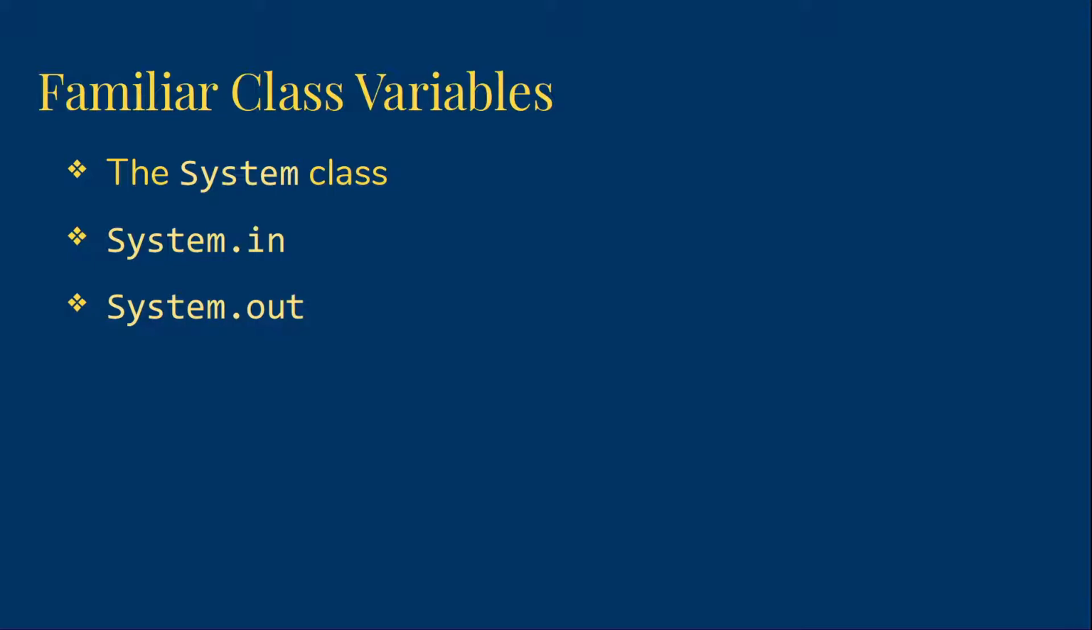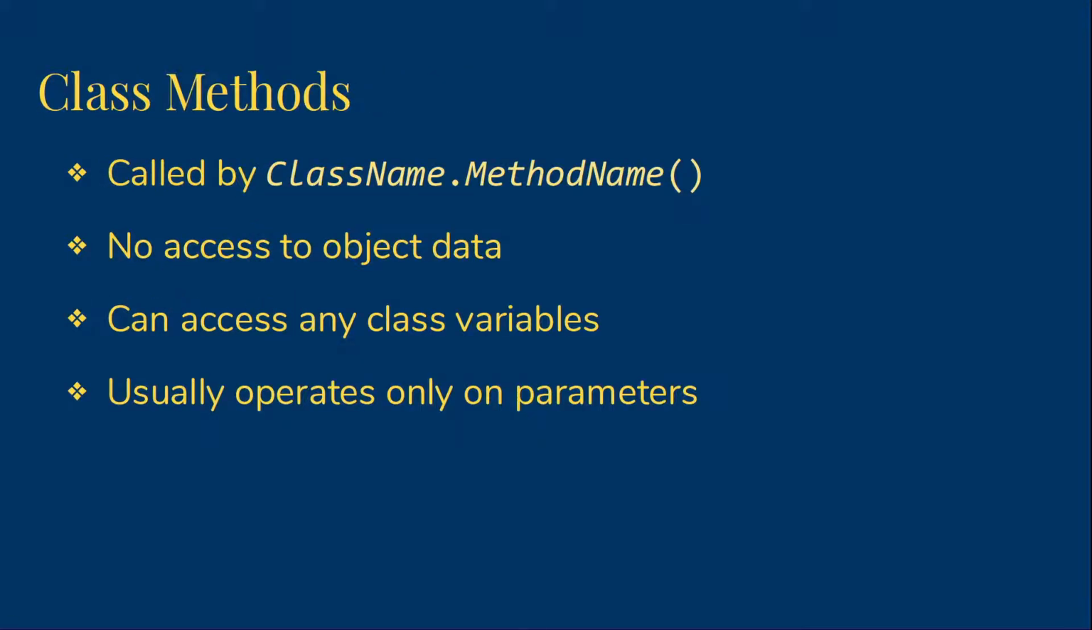In addition to the class variables, we can have class methods. These are methods that will be called using the class name. Most of our methods use object data. For our savings account, getBalance returns the object's account balance, and withdraw and deposit modify that balance. Our class methods don't have access to any object data. They can operate on any class variables that might exist, but mostly they just operate on their parameters, on the data we give them when we call the method.